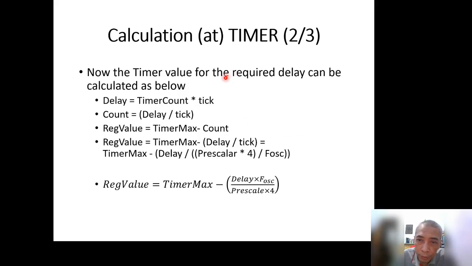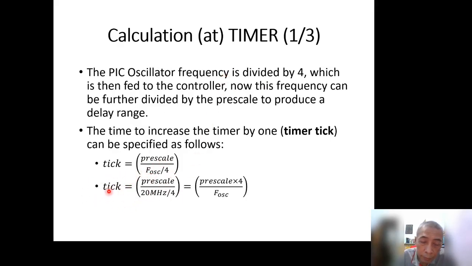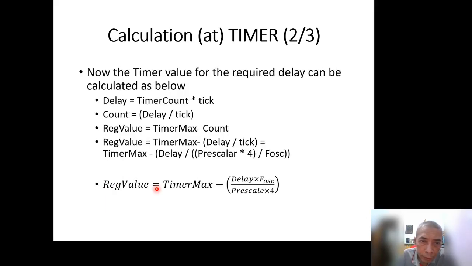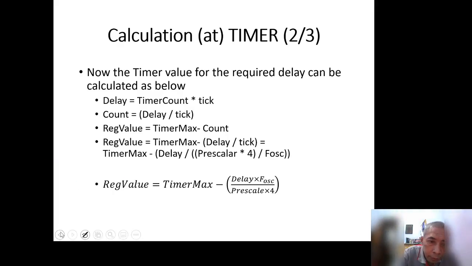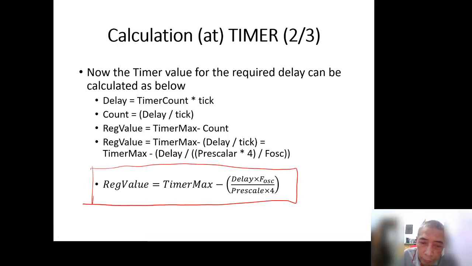So the timer value for the required delay can be calculated as below, because you already calculated the timer tick. Then the delay is equal to the timer count multiplied by the tick. The count is the delay divided by the tick. So we have the equation right here: the preload value is equal to timer max minus delay multiplied by oscillator frequency divided by prescaler multiplied by 4.